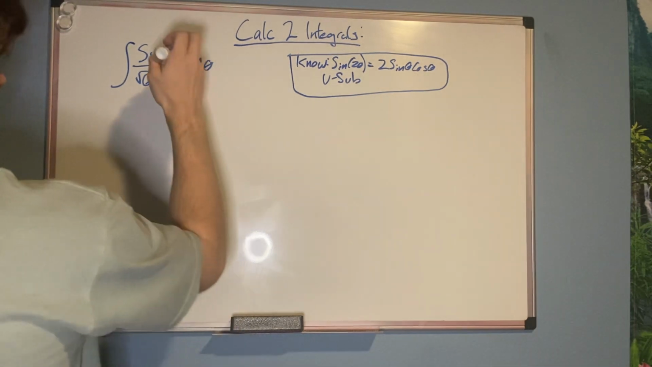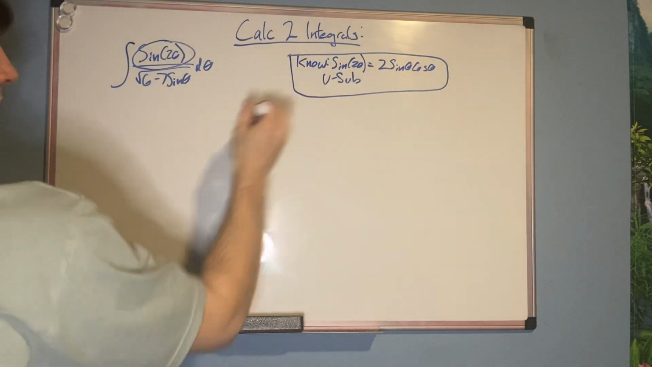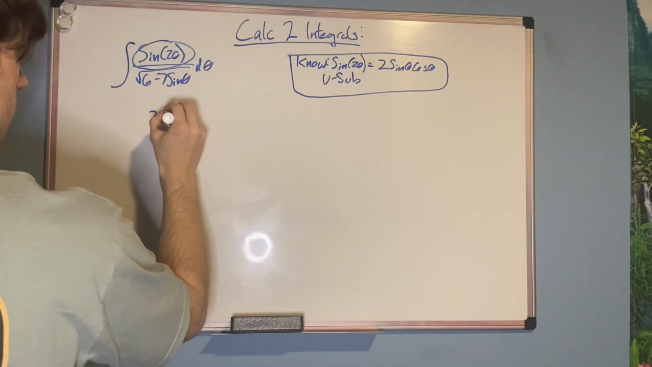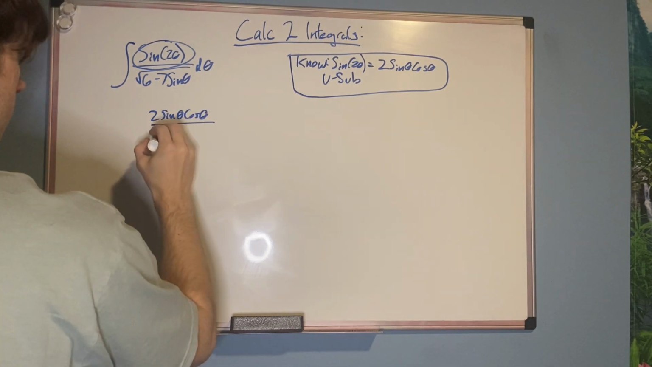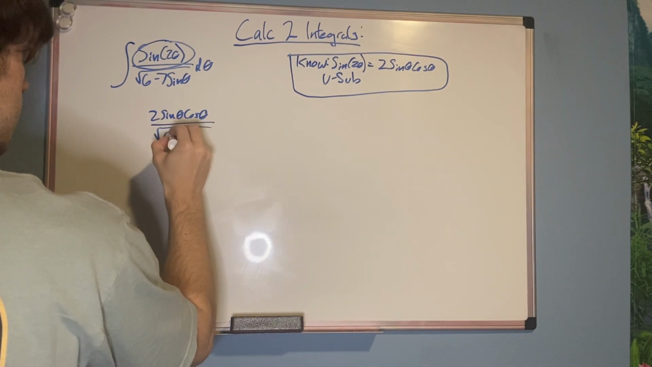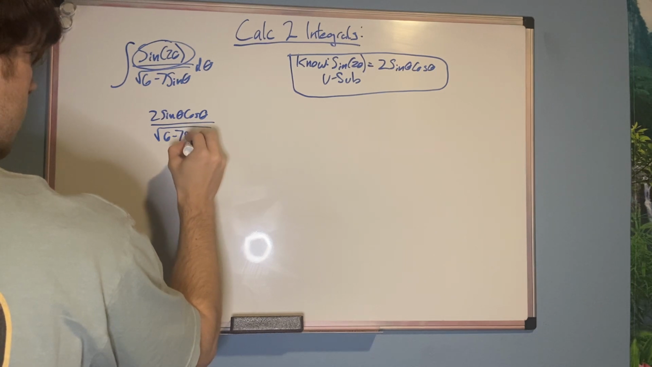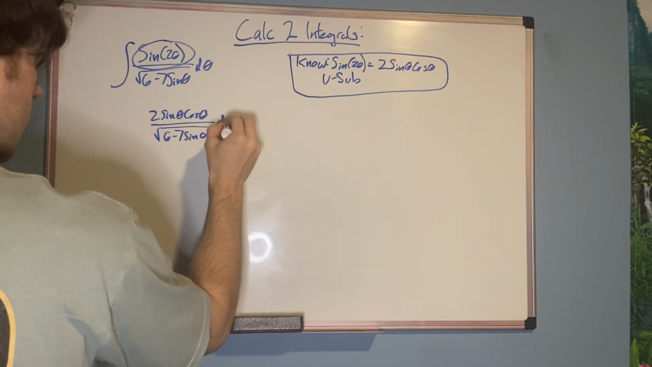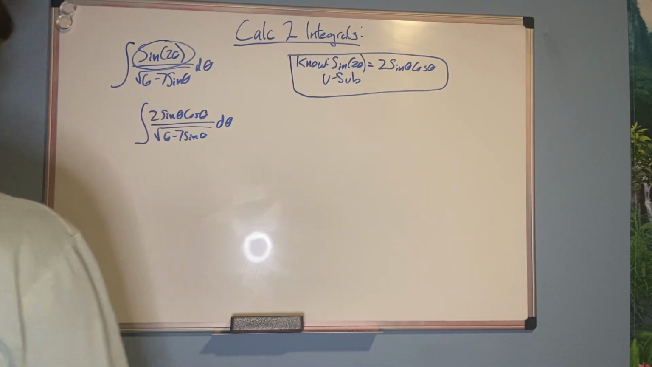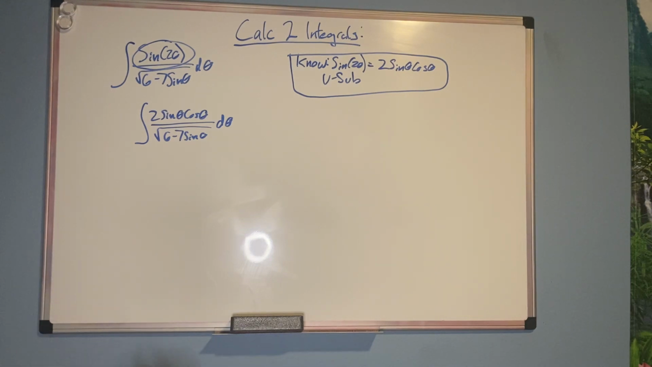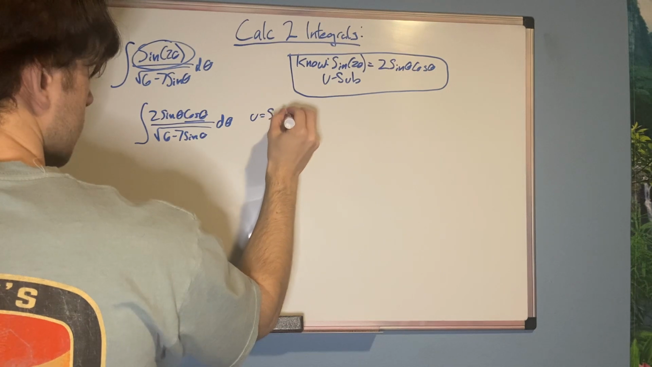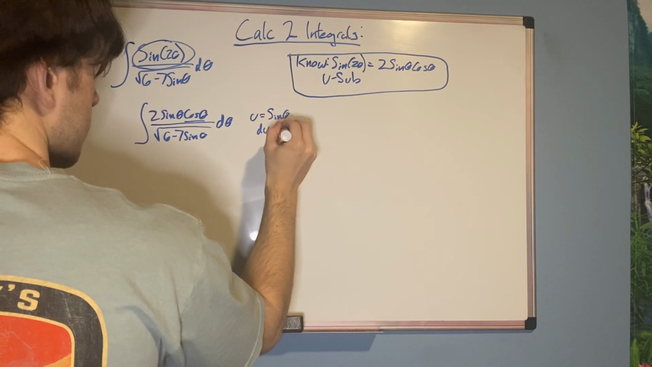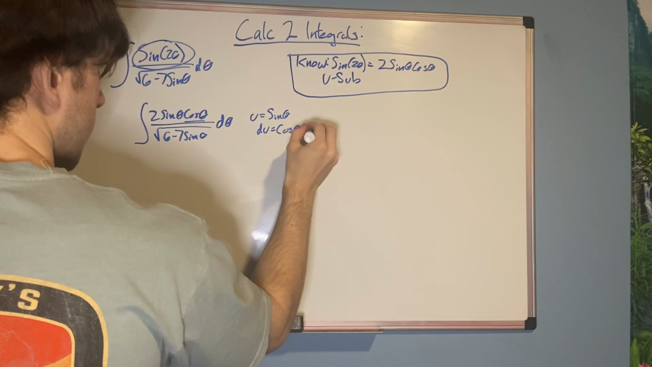You want to write the sine 2 theta as that. So you want to do 2 sine theta cosine theta in the numerator, and then root 6 minus 7 sine theta in the denominator. That stays the same. Integral. Okay, now we can do a u substitution, since we have a cosine. So u equals sine theta, du equals cosine theta d theta.